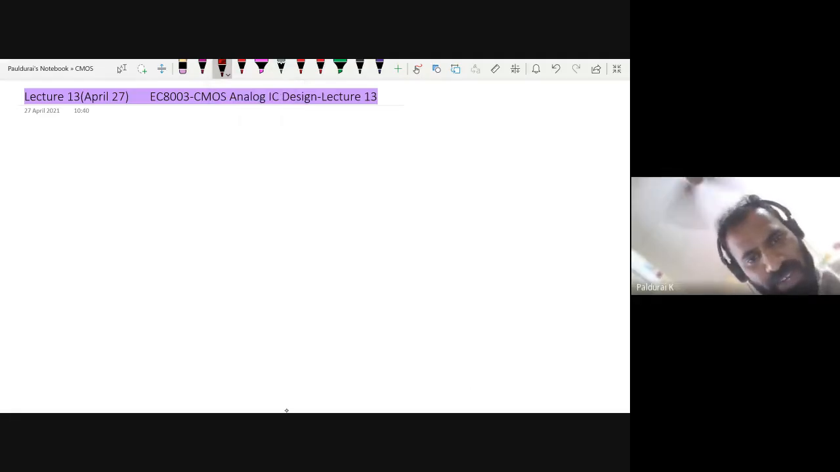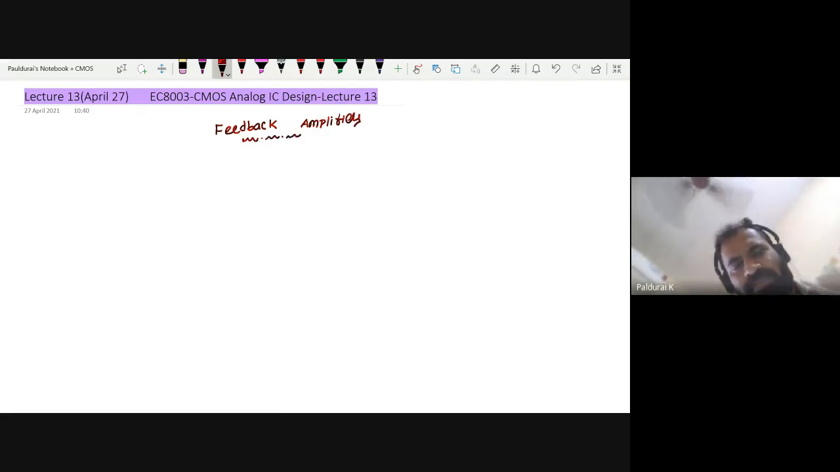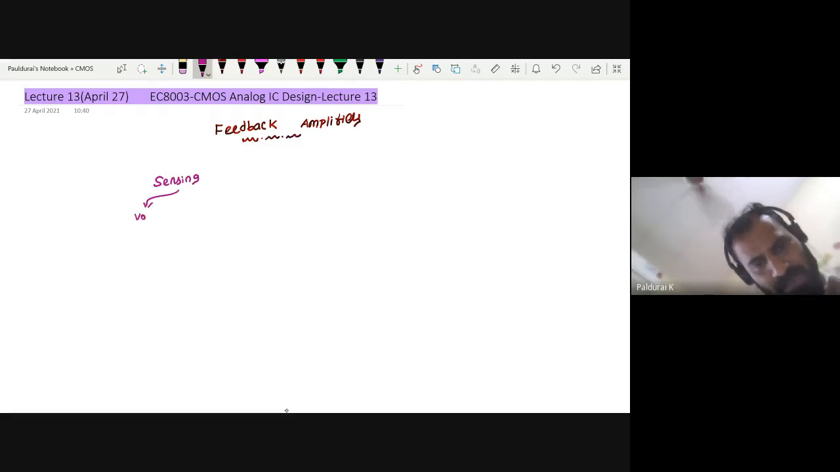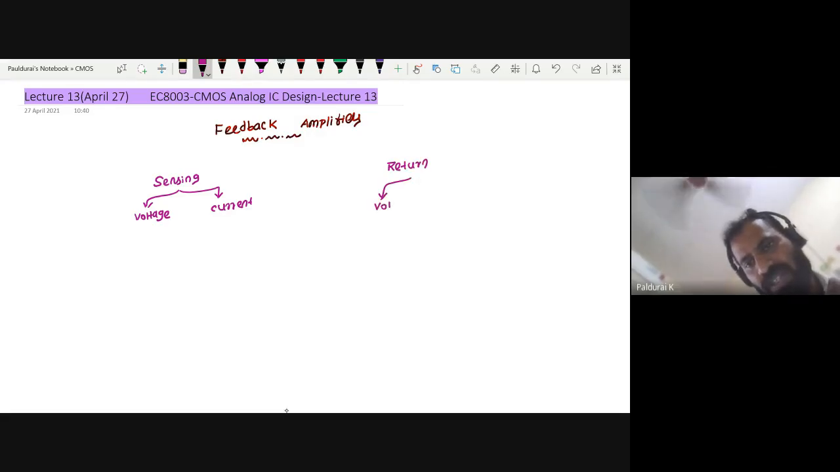Okay. We have been discussing feedback amplifiers, based on sampling and mixing, based on sensing and returning mechanism. There are two types of sensing mechanism: one is called voltage sensing, another is called current sensing. And coming to the returning mechanism, either you can return voltage or you can return current.